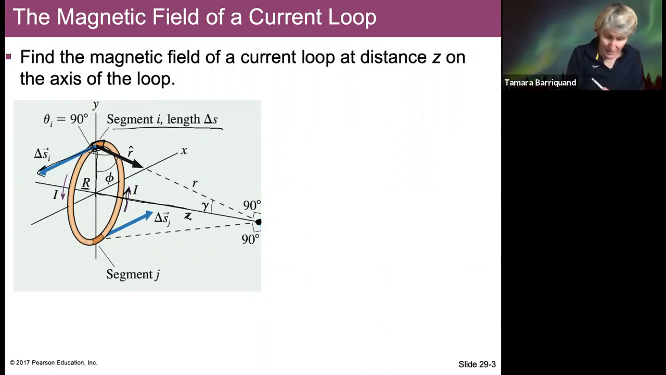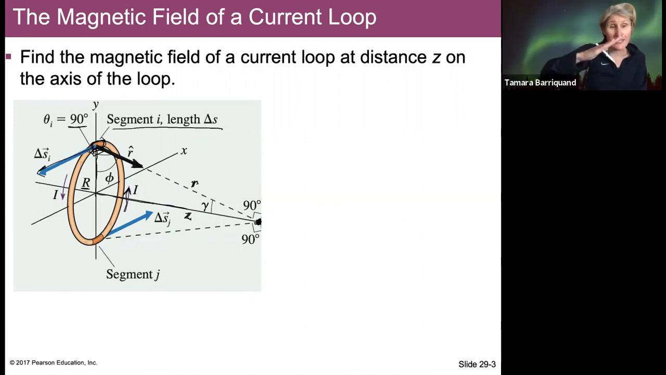Now we also draw the vector for the distance between our segment I and our point over here, point Z. And that distance is little r. And the vector right here, r hat, means that it is the unit vector. So it has a magnitude of 1, and it's pointing in the direction of r. Now we notice that delta S and r hat are completely perpendicular to each other. So they are 90 degrees to each other.